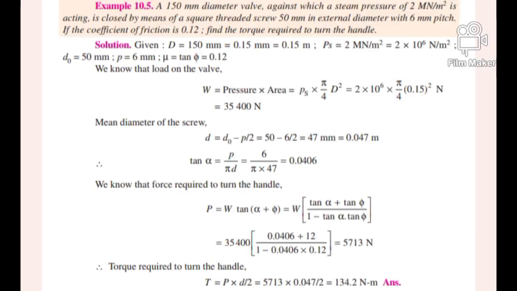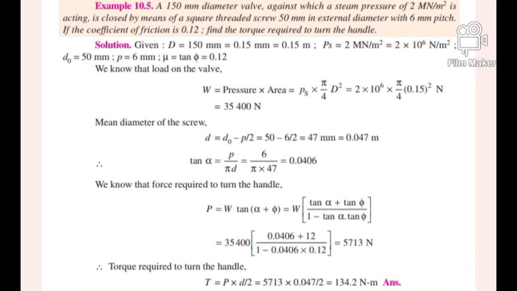Now we shall solve a problem in screw jack. I will read out the problem. A 150 mm diameter valve against which a steam pressure of 2 meganewton per meter square is acting is closed by means of a square threaded screw 50 mm in external diameter with 6 mm pitch. If the coefficient of friction is 0.12, find the torque required to turn the handle. In this problem we have to find the torque. So we can see the given data.